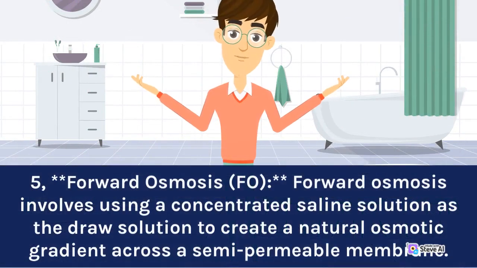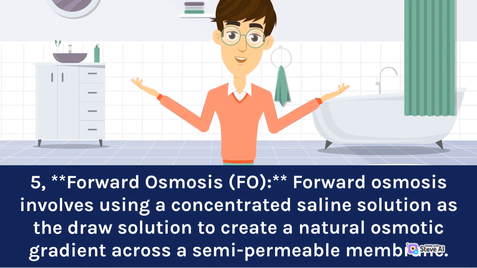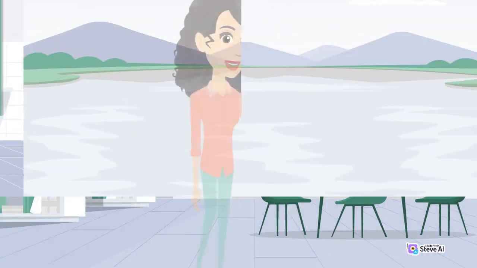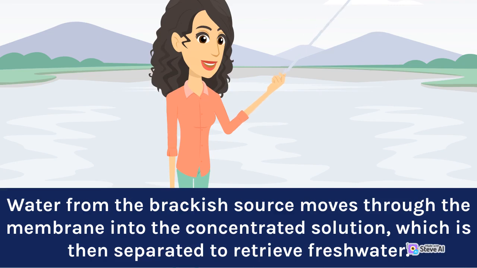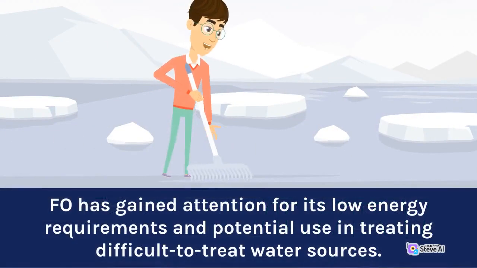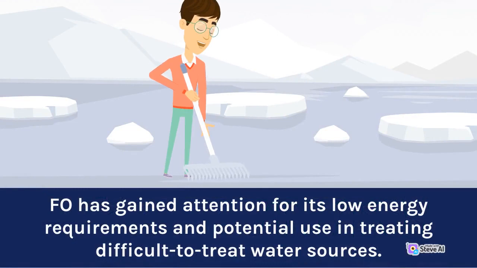5. Forward osmosis, FO. Forward osmosis involves using a concentrated saline solution as the draw solution to create a natural osmotic gradient across a semi-permeable membrane. Water from the brackish source moves through the membrane into the concentrated solution, which is then separated to retrieve fresh water. FO has gained attention for its low energy requirements and potential use in treating difficult-to-treat water sources.